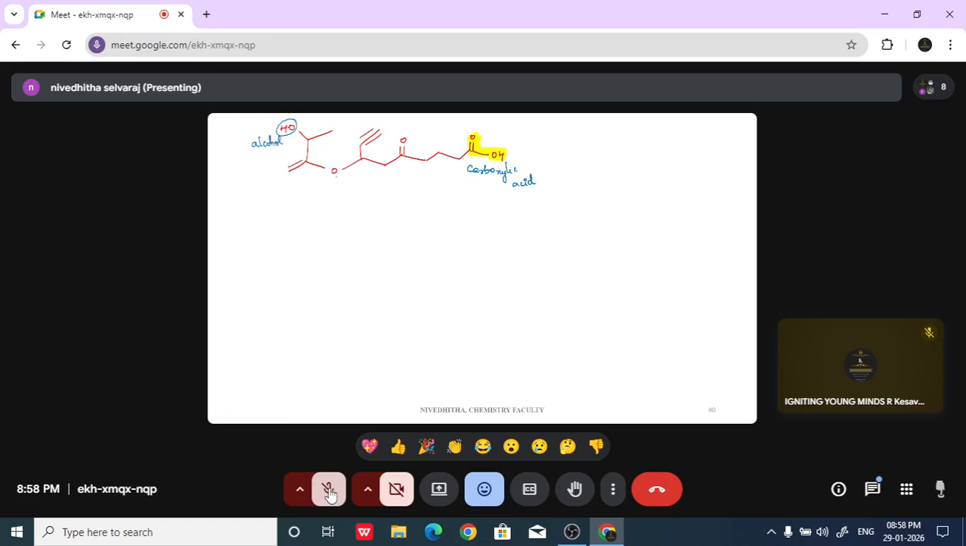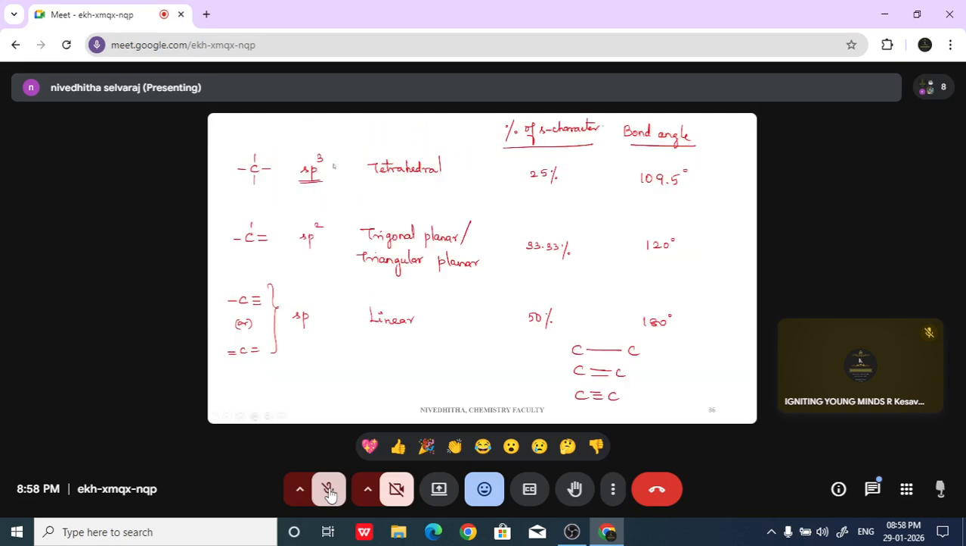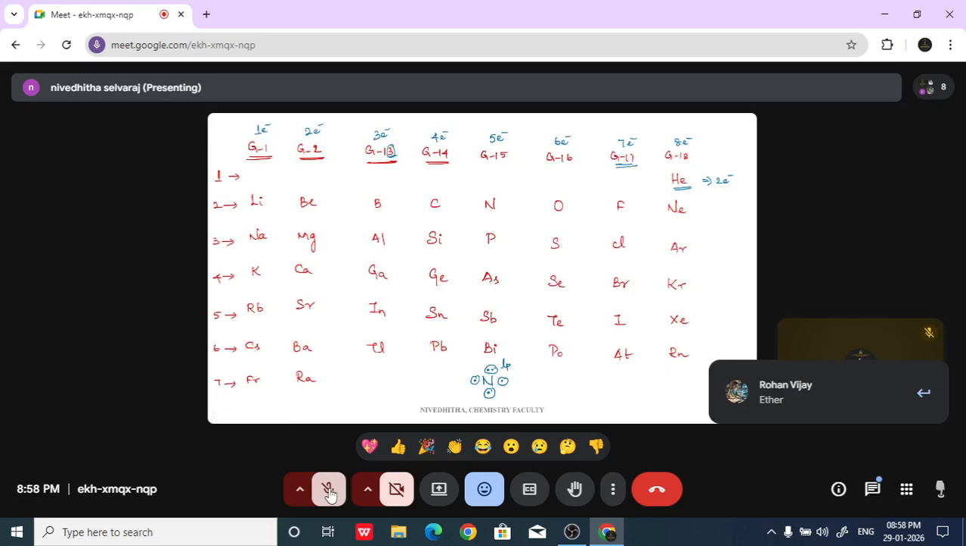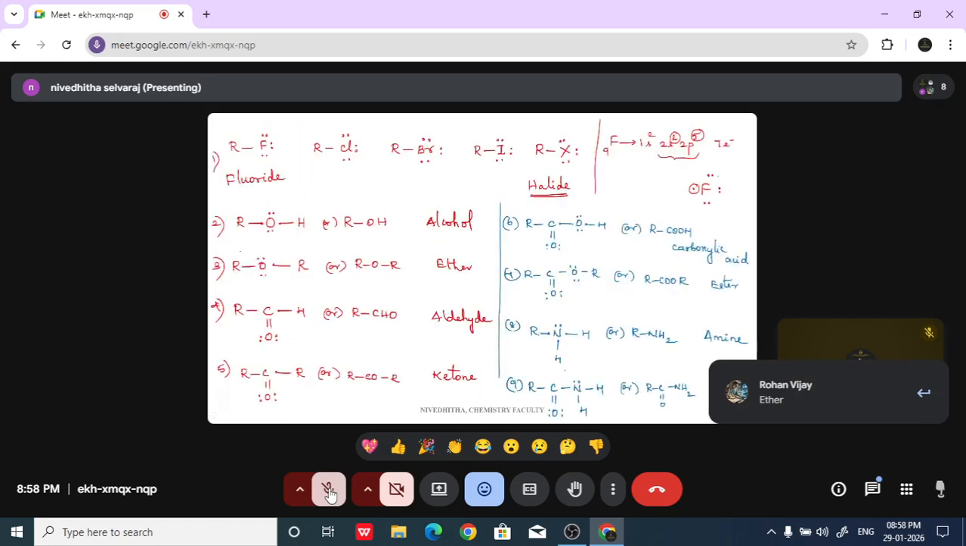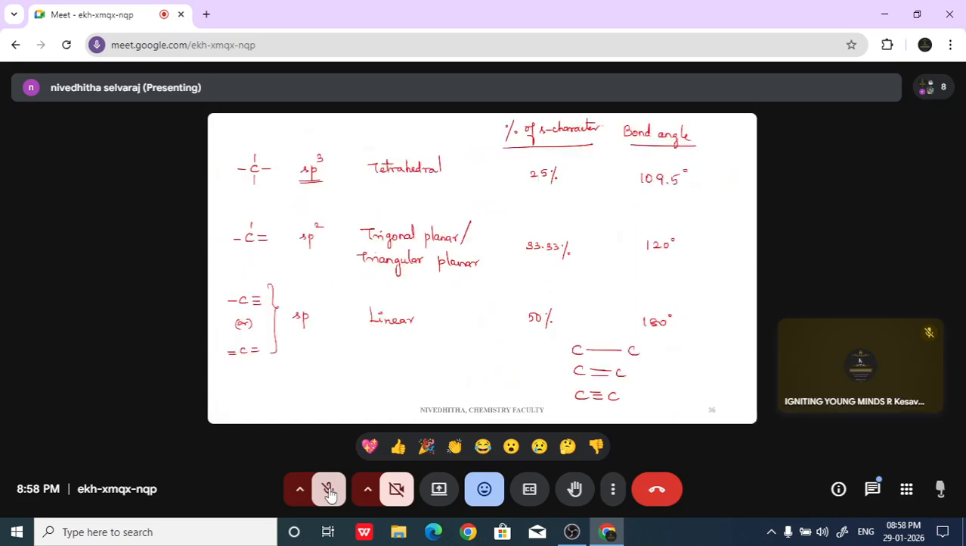It is just oxygen. What functional group is this? It is just the oxygen. Ether. See, it is just the oxygen. Right side and left side we have R group. So it is ether.